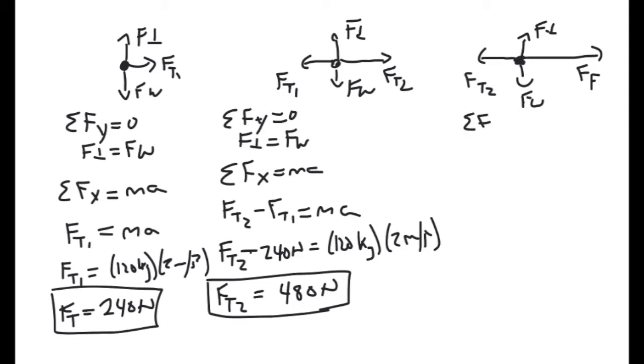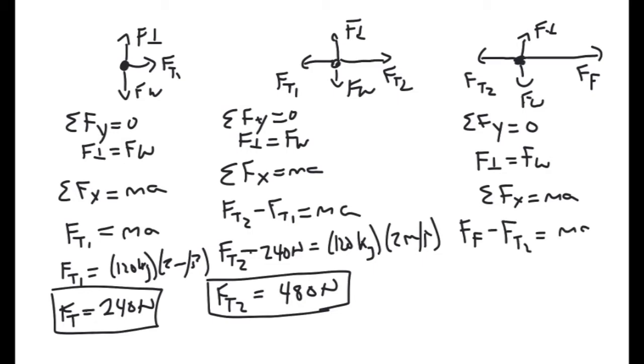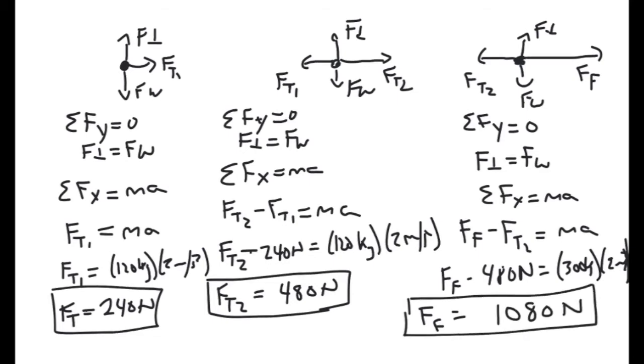Now we come to the engine. Once again, the forces are balanced in the y direction. The weight is balanced by the normal force. They would each be 3,000 newtons. In the x direction, we need the second law. The engine is using friction to pull the train forward. The friction minus tension 2 is equal to ma. The friction minus 480 newtons equals 300 kilograms times 2 meters per second each second. That gives us a friction of 1,080 newtons.